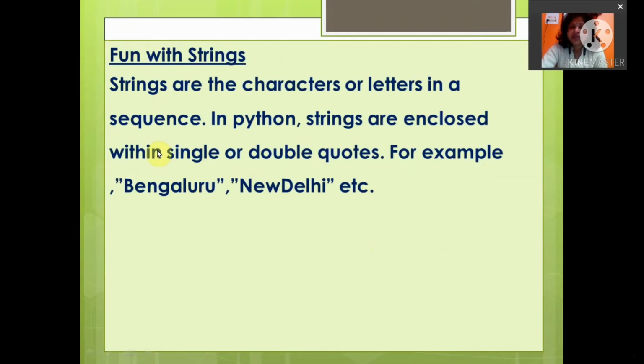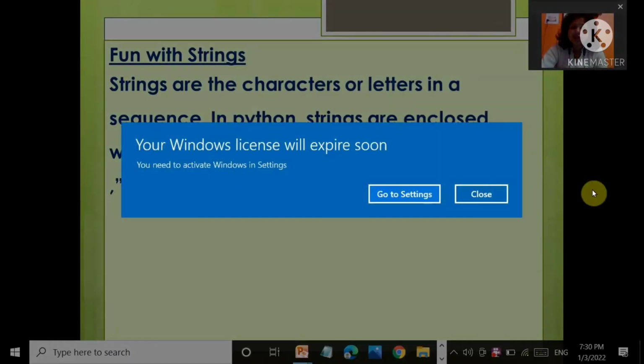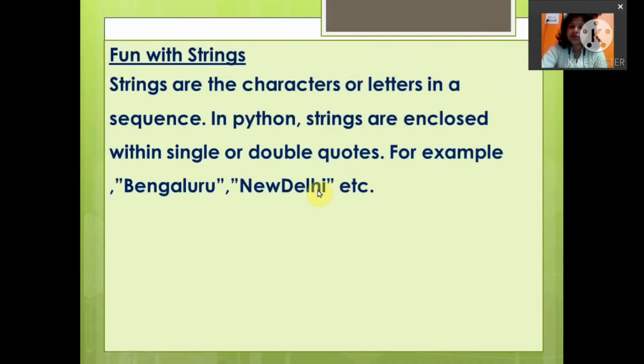Okay. So for strings, we will read that strings are characters or letters in a sequence. When characters combine together, that makes a string. Strings are enclosed within single or double quotes. For example, cities like Bangalore, New Delhi. These are all enclosed within double quotes.